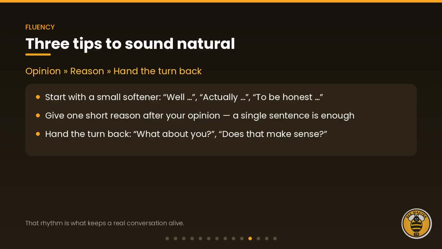Three tips to sound natural. 1. Start with a small softener, such as well, actually, or to be honest. 2. Give one short reason after your opinion. A single sentence is enough. 3. Hand the turn back with a question, like what about you, or does that make sense? Opinion, reason, question. That rhythm is what keeps a real conversation alive.